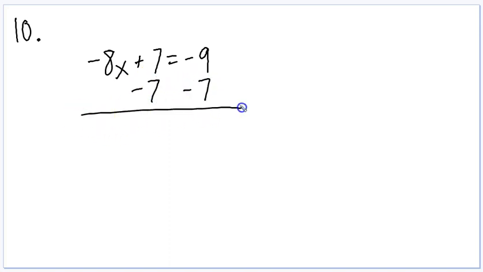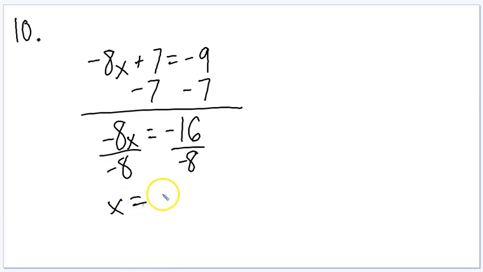Number 10, class. We've got negative 8x plus 7 equals negative 9. So we are going to subtract because this is addition, we do the opposite, both sides. It's going to give me negative 8x equals negative 16. I'm going to divide both sides by negative 8 because that's doing the opposite. That's multiplication, so we do the opposite. x equals positive 2 because there's two negatives. Two negatives makes a positive. So let's go back and check this.